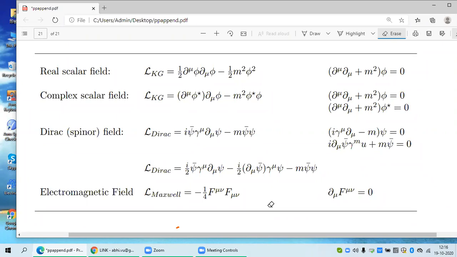A single component means only one degree of freedom. That's the scalar field. And there are two degrees of freedom for this, because one corresponds to a positive charge, another corresponds to a negative charge.